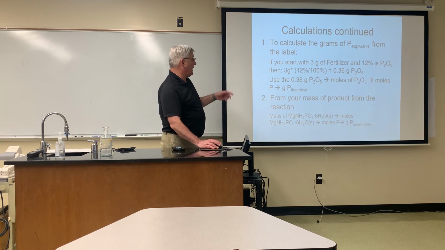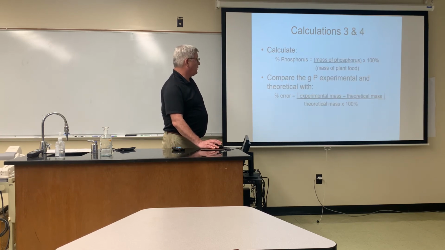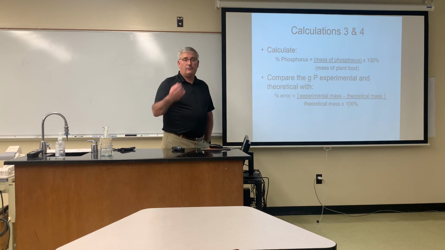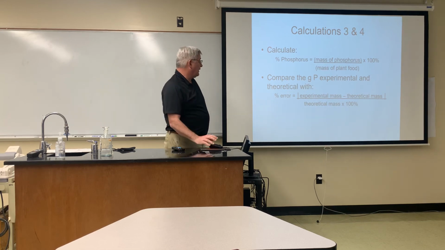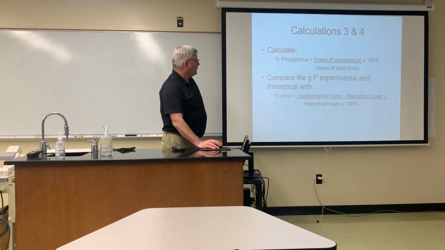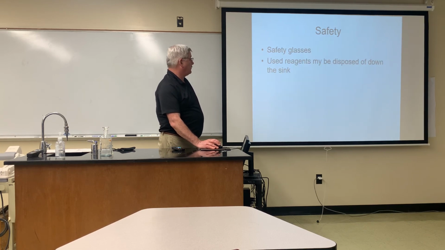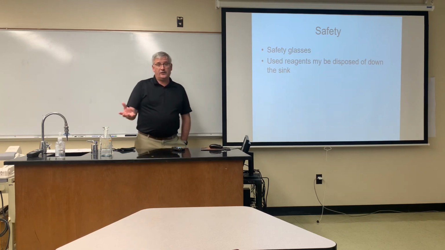Once you have the grams of each of those, then you could calculate the percent phosphorus, or what I want you to do is to compare the grams of experimental to theoretical. And so what I want you to do is take the absolute value of the experimental mass minus the theoretical mass and divide that by the theoretical mass. And so that will give you a percent error from that number. And so we're going to do that to compare the label value to what you actually measure, okay? So that's the gist of the lab.